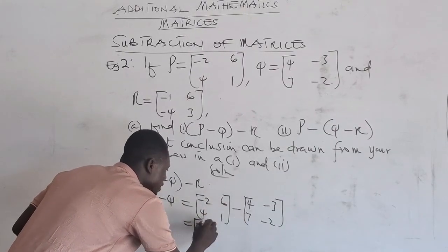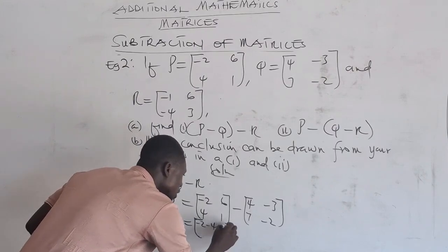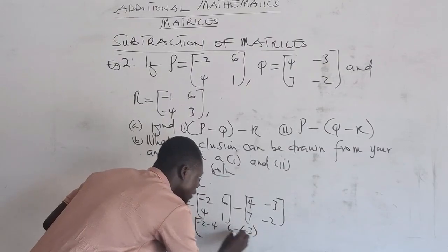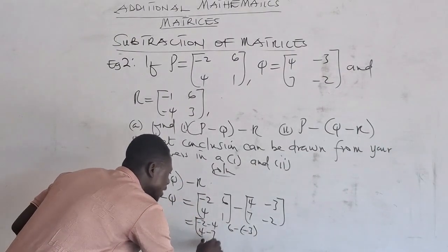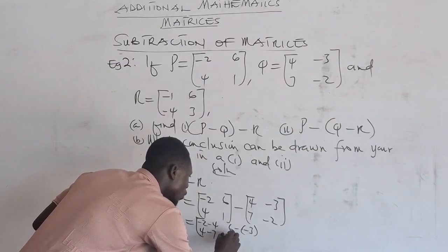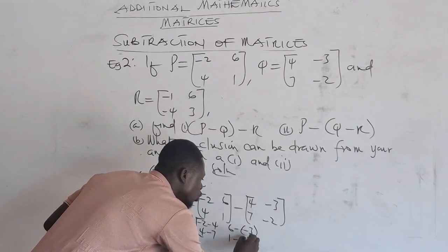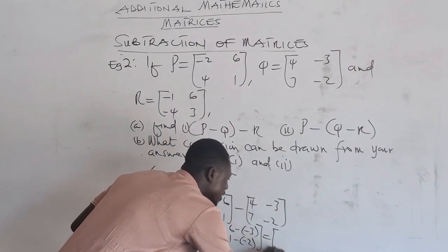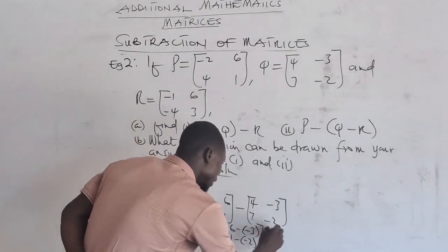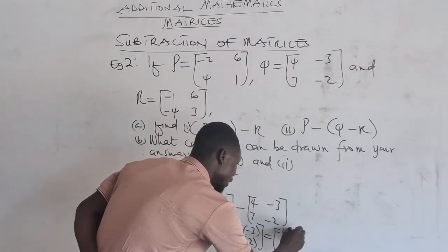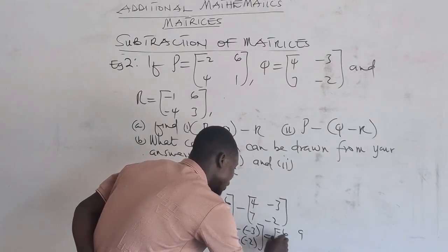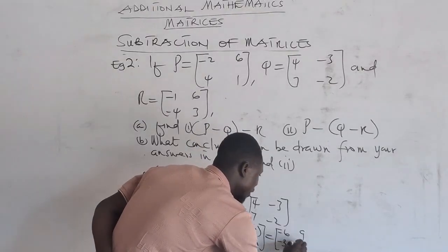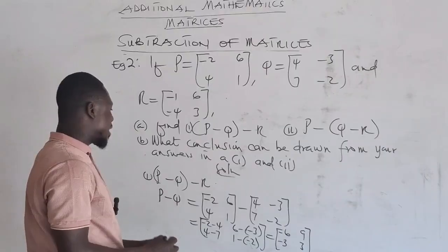negative 2 minus 4, 6 minus negative 3, then 4 minus 7, then finally 1 minus negative 2. So this will give us, the first one will give us negative 6, 9, then negative 3, 3. So this will be the answer for the first part.